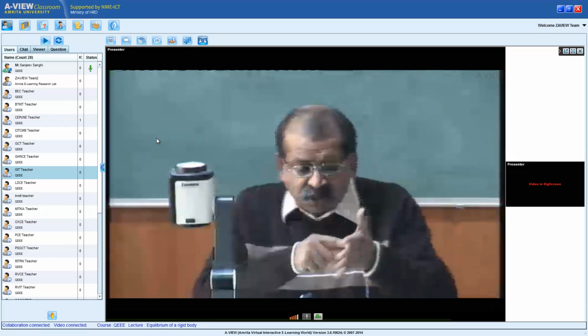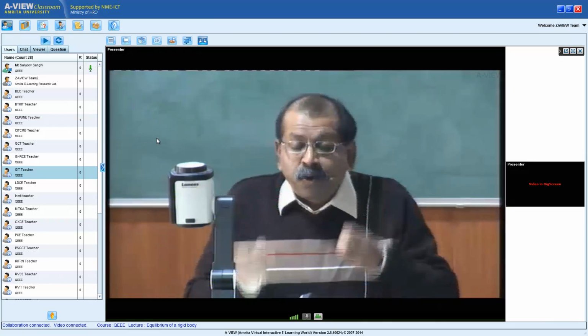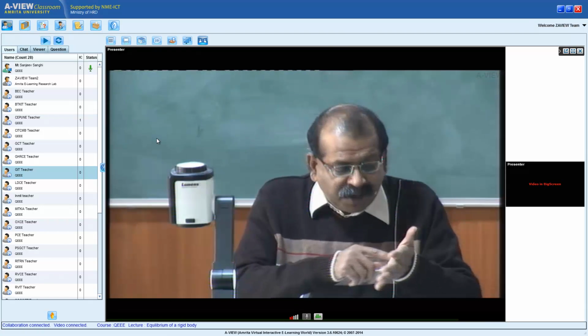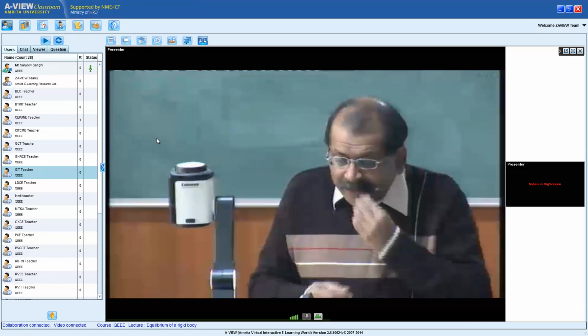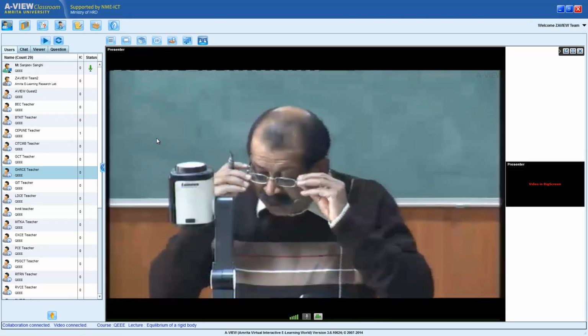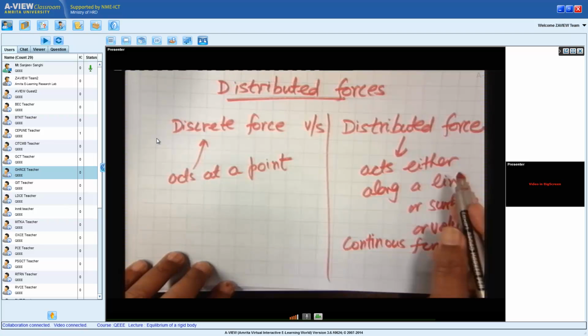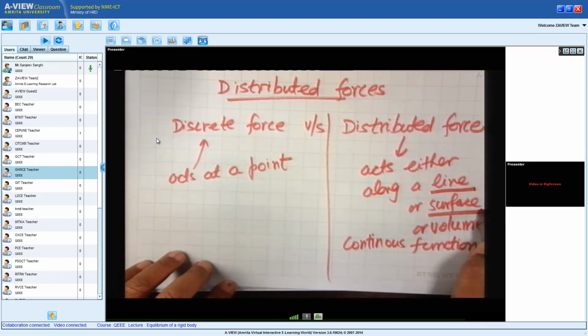So therefore, actually, as you see from this example, it will be very difficult to find examples of forces which are actually discrete. But depending on our applications, even a distributed force, we treat it as a discrete force. So now we will talk of distributed forces. And earlier here, without explaining, I have introduced three types of distributed forces. A distributed force which acts along a line, a distributed force which acts along a surface, and a distributed force which acts along a volume.